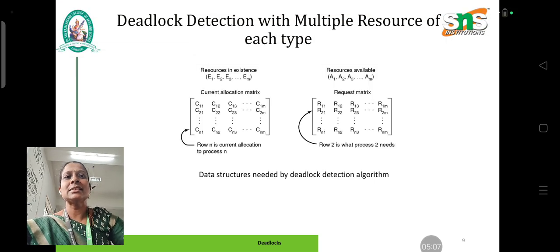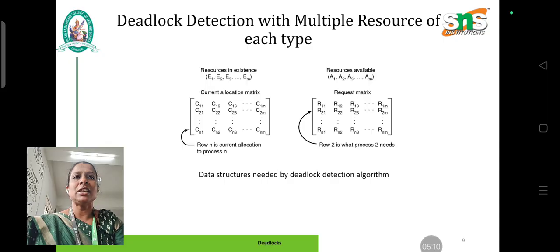Next we will discuss deadlock detection with multiple resources of each type. We have to maintain two matrices here: one is resources in existence and the other is resources available. Based on the existence, we can allot the resources appropriately. Here C is going to indicate the current allocation matrix, with the help of the set of resources available, which are numbered from R1 up to Rn.